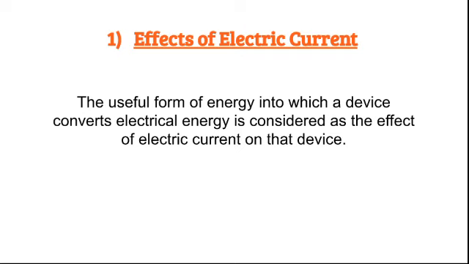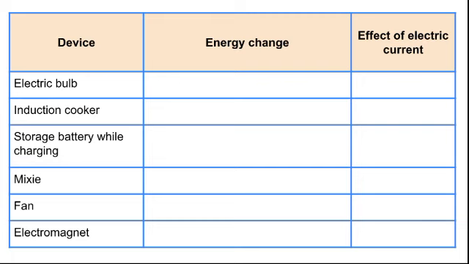Now, write this table in your notebook. It is better to write the notes shared through the group in the backside of the notebook. Let's complete the table. Device, energy change, and effect of electric current. Electric bulb.